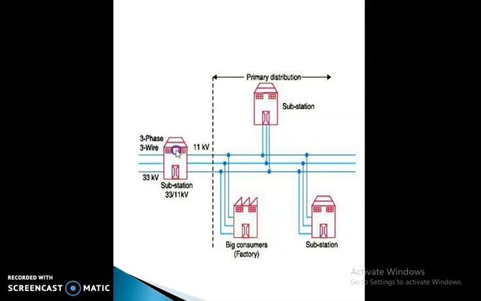Here the 3-phase wire is there, and a 33 by 11 kV substation is there, through which 11 kV supply will be generated, and some part goes to the big consumer factory which requires 11 kV 3-phase, and our substation is also giving 3-phase 11 kV supply. Another substation is there, to which 11 kV supply is given. Then this one is your primary distribution system.